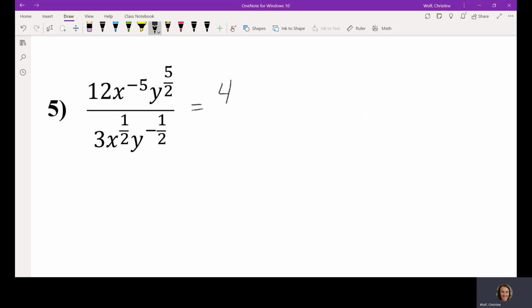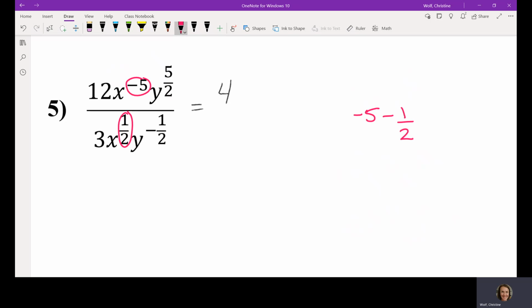All right, this is where it can get nasty, so stay with me. I have the x's, right? So now I have to take this exponent and minus that exponent, because we're dividing x's, we subtract the exponent. So I'm going to do that over here. So I have negative 5, and then I'm subtracting a 1/2.